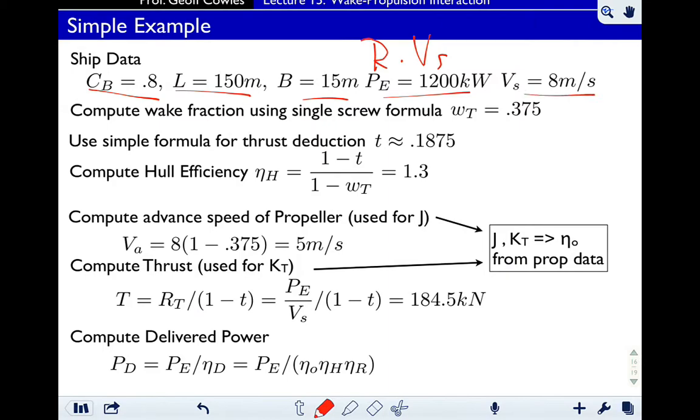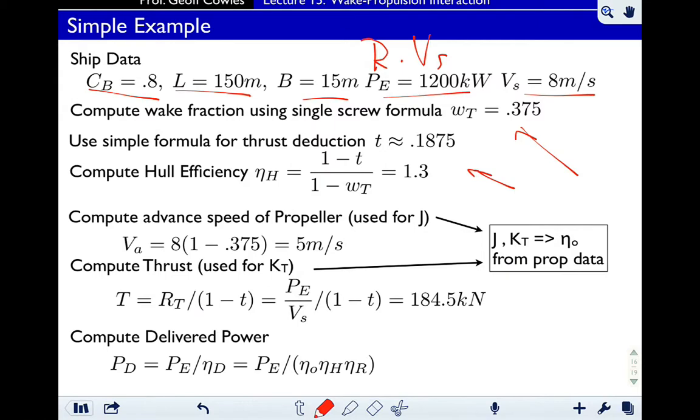And there's your ship speed in meters per second. So use a single screw formula from the book. That's a function of block coefficient and length to beam ratio, all of which information you have. You get a Taylor wake fraction of about 0.375. Use a simple formula for thrust deduction, also listed in your chapter, in the wake fraction, and 0.1875, which is essentially half of that value.